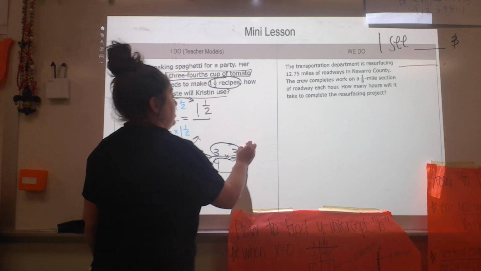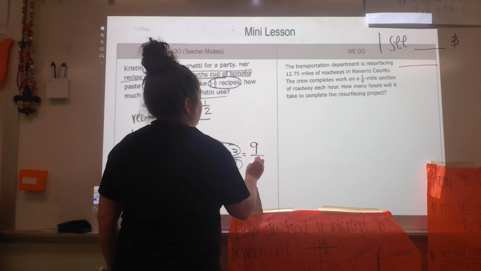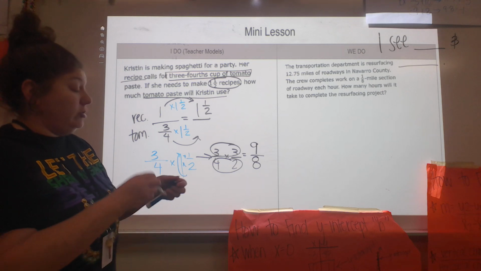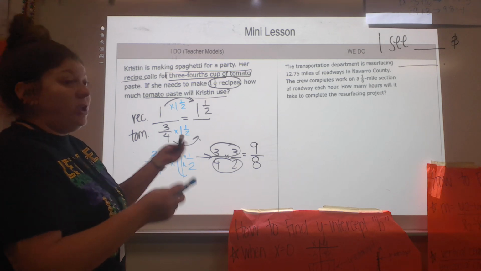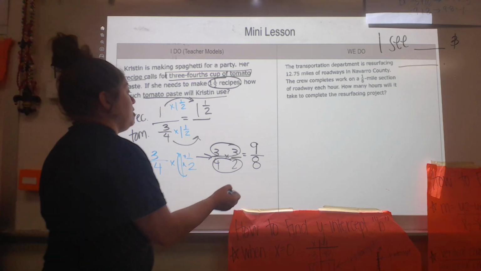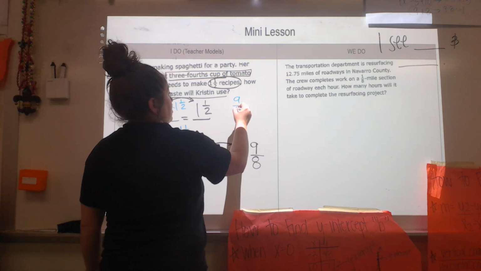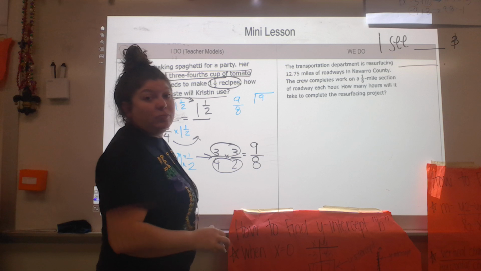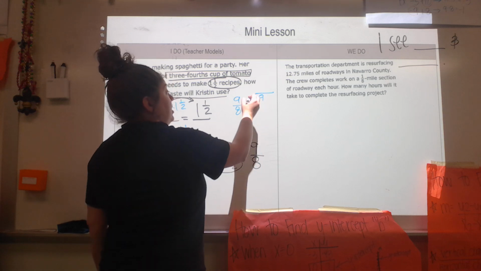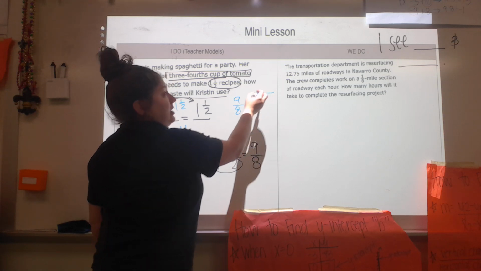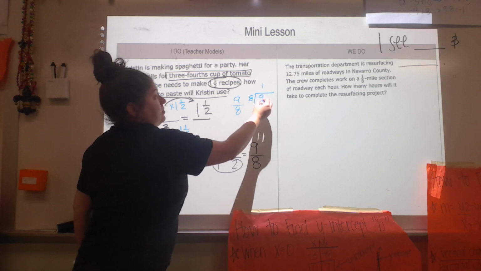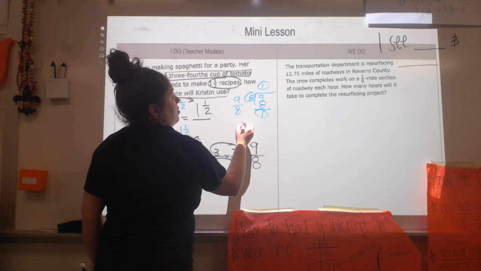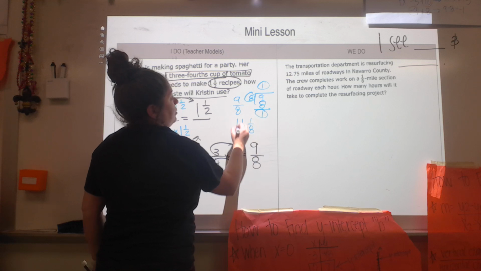So 3 times 3 gets me 9. 4 times 2 gets me 8. But again, this is an improper fraction. So we're going to change the improper fraction to a mixed number. Numerator goes inside the house, denominator stays outside. 8 goes into 9 one time. Subtract, that's 1. So we get 1 1/8.